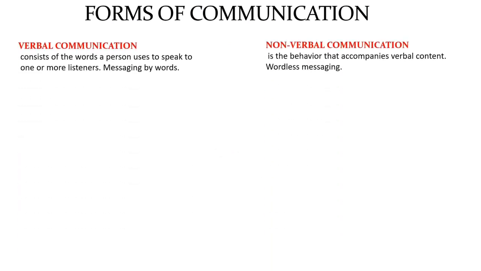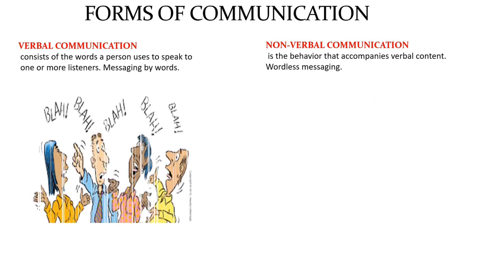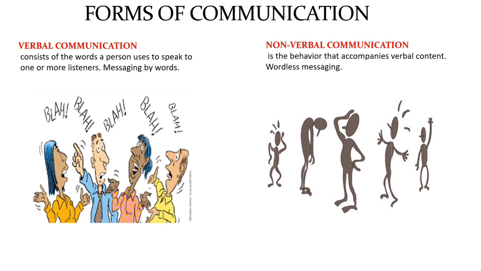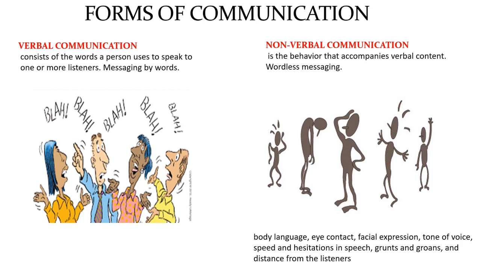The forms of communication. Generally, there are two forms, the verbal and the non-verbal. We say it's verbal if it consists of words a person uses to speak to one or more listeners. We call it messaging by words. And non-verbal if the behavior accompanies verbal content. We call it wordless messaging. Non-verbal communication is exhibited by body language, eye contact, facial expression, tone of voice, speed, and hesitation in speech, such as grunts, groans, and the distance from the listeners.